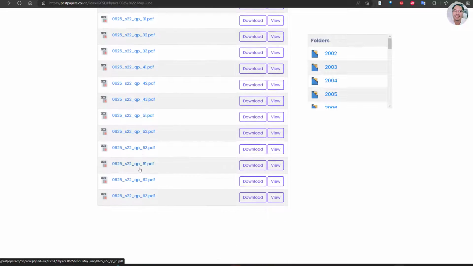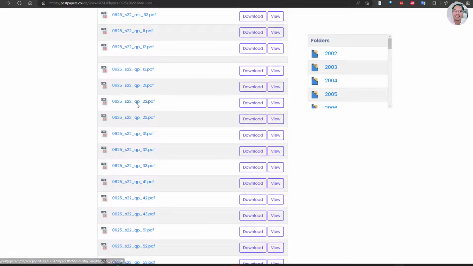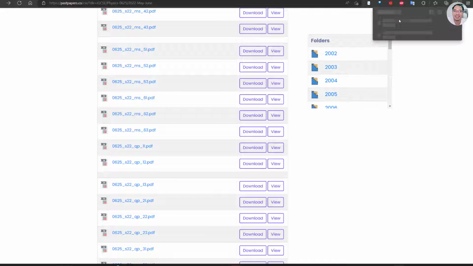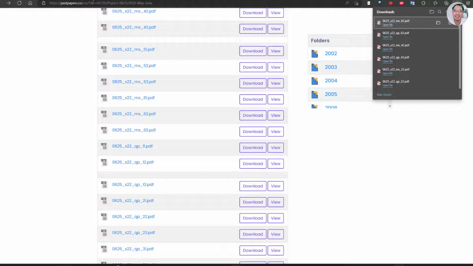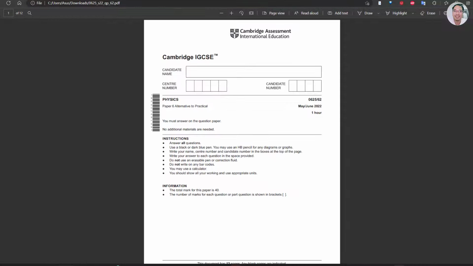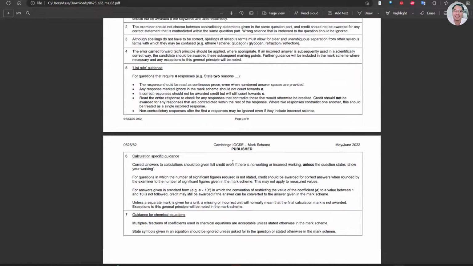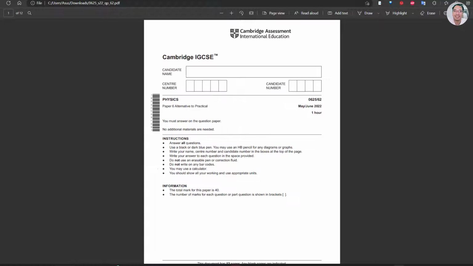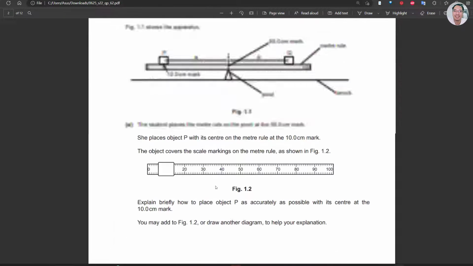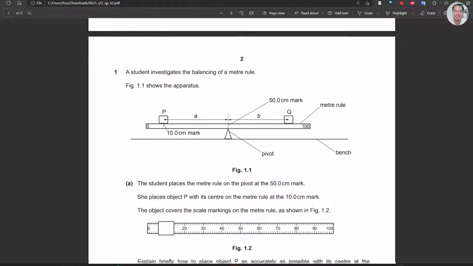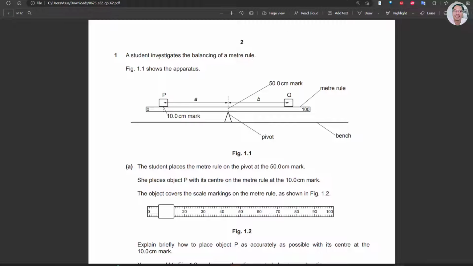62. Mark scheme. Where is it? Here. Okay. 62. That's a mark scheme. Measurement and torque. Investigate the balancing of the meter rule apparatus.